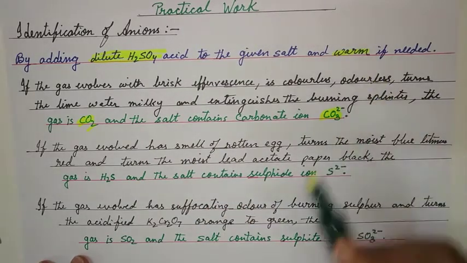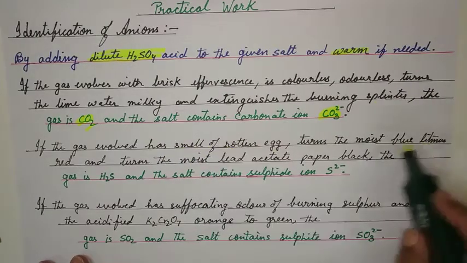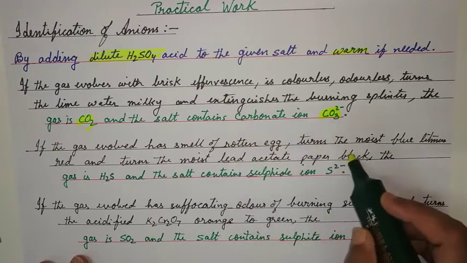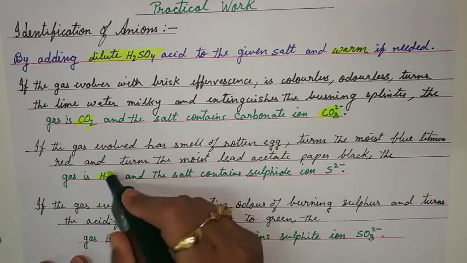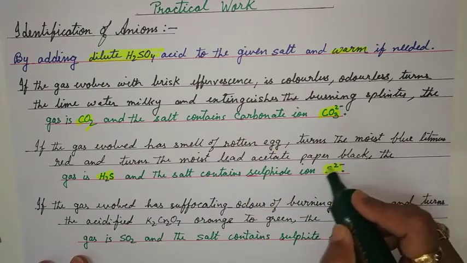Okay. So the next, if that same dilute H2SO4 is added to the given salt and warmed a little if needed, and the gas which comes out has got a smell of rotten egg, turns litmus red, and also turns the moist lead acetate paper black, we know now that the gas which comes out is H2S, and the anion that is there in the salt is a sulfide.